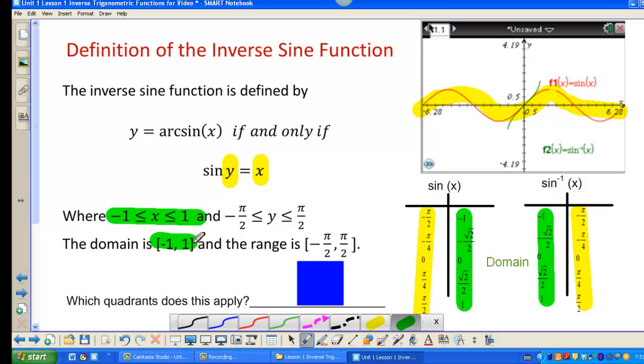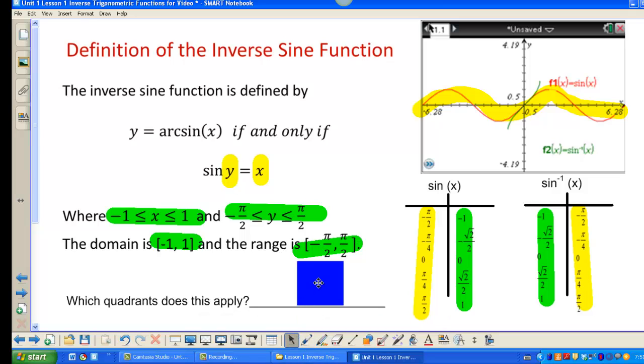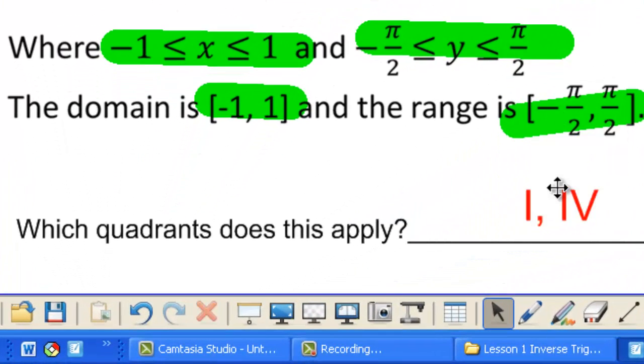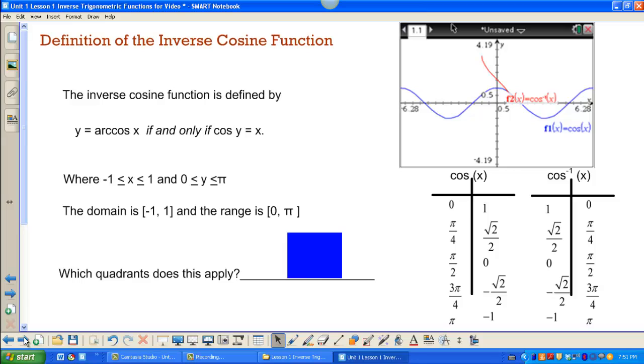So the domain is going to yield values from negative 1 to 1. And the range is going to yield values from negative pi over 2 to pi over 2. In unit circle language, that means we are looking for angles in the first and the fourth quadrant.